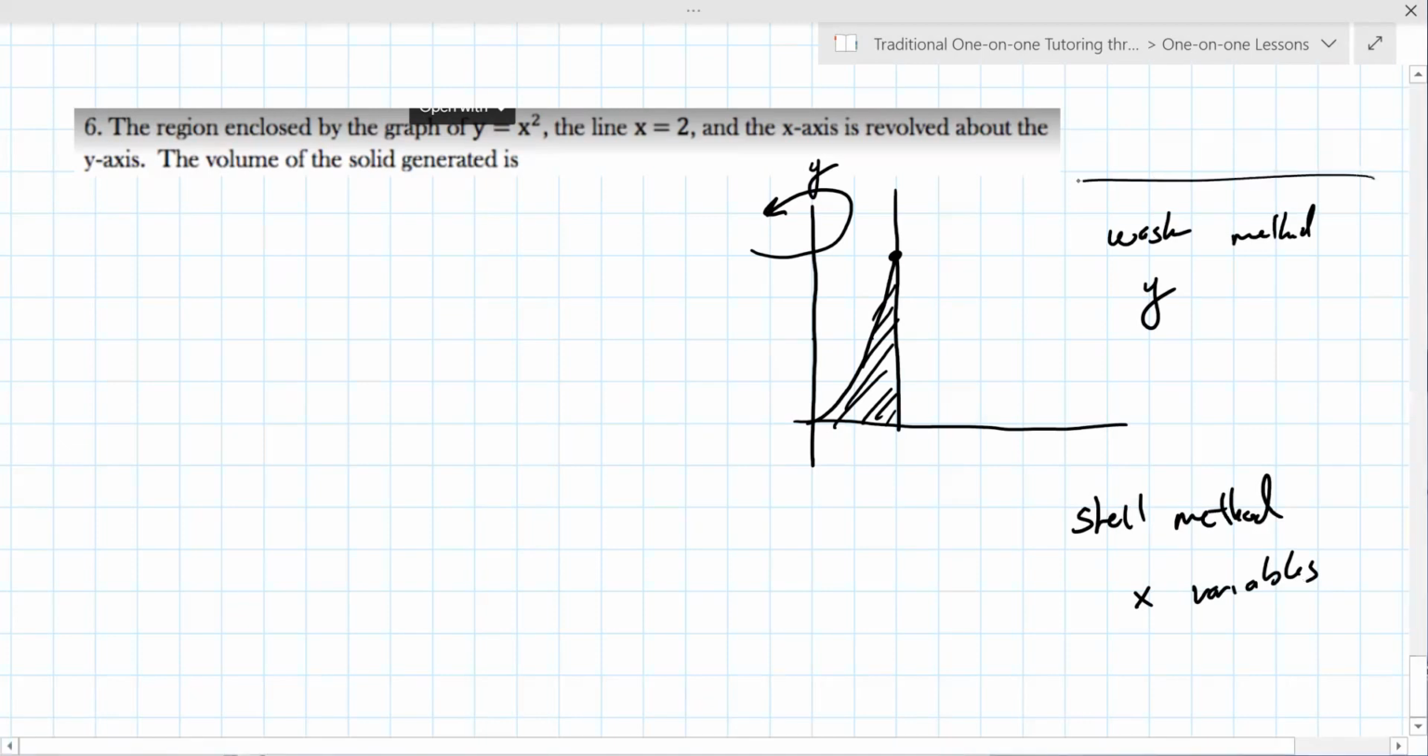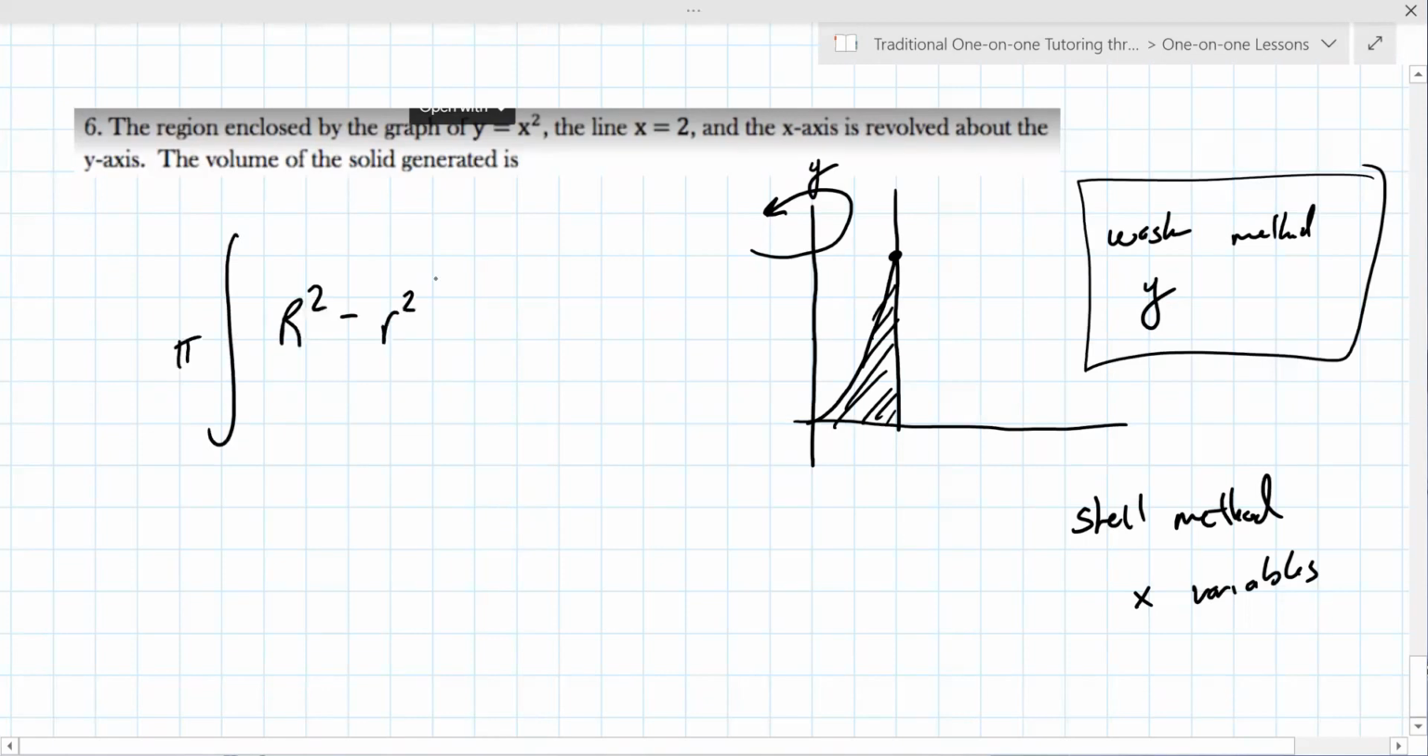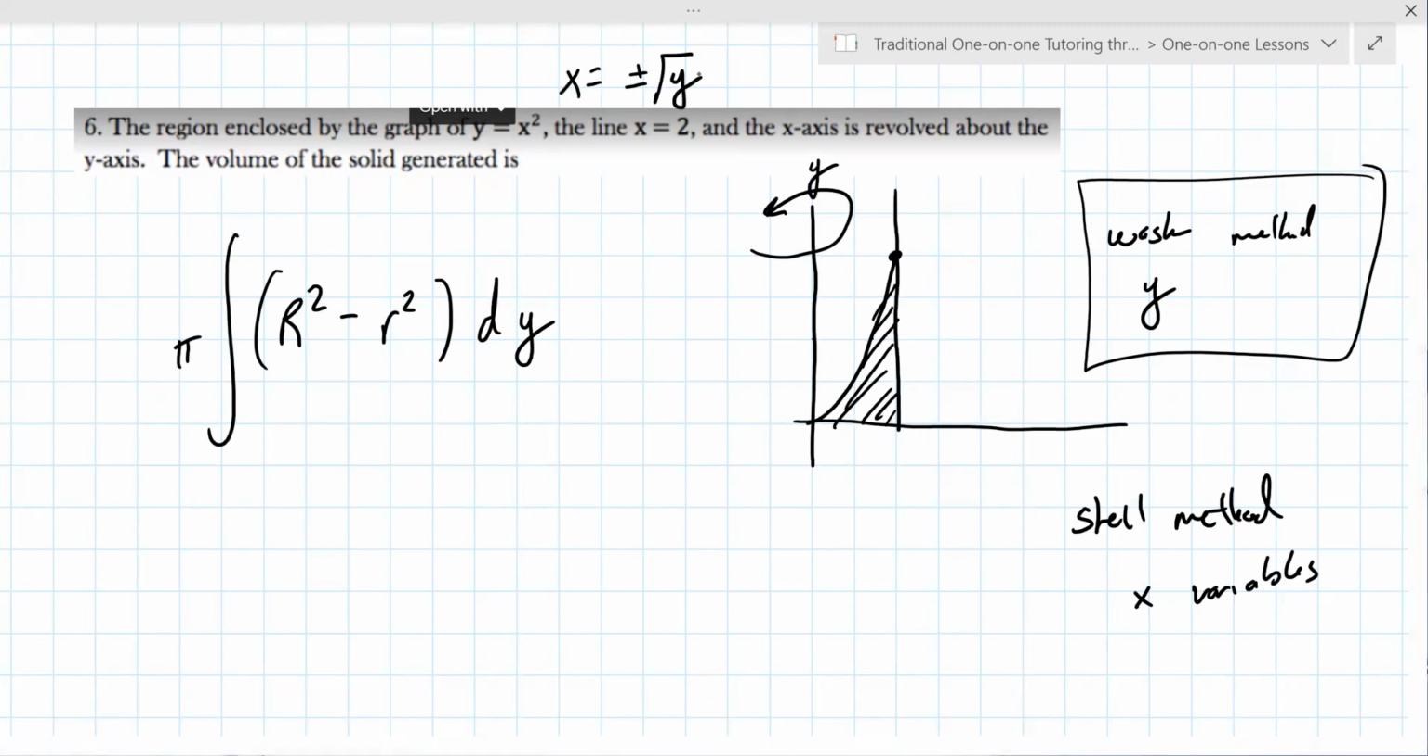All right. So washer method, for a reminder, it's big R squared minus little r squared, dx or dy. In this case, it's dy. So you actually need to solve this for x. So x equals plus or minus the square root of y. And you have to know, like, well, which one am I using? Although something about that doesn't look right.